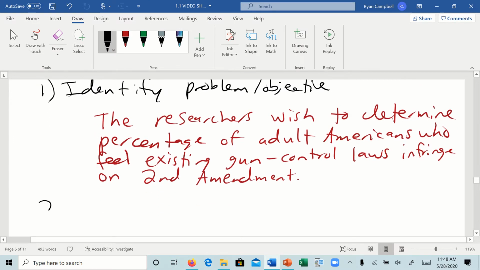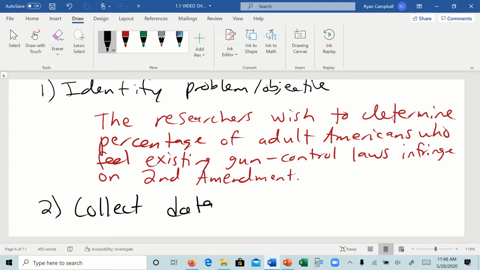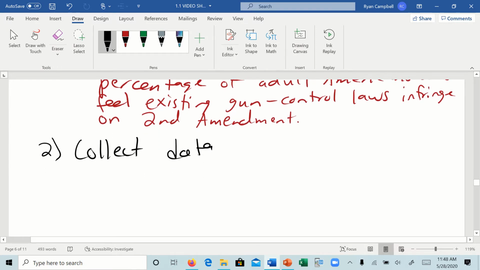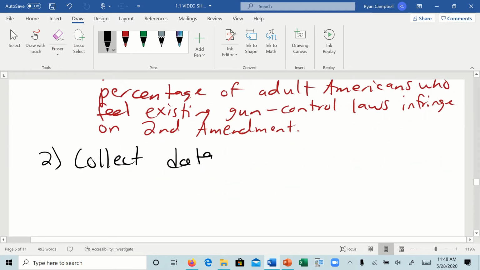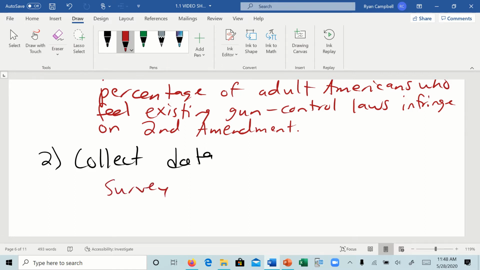So, next thing you want to do is collect the data. Now, you don't know this, but the way that they collected the data was they did a survey of 1,007 adult Americans.